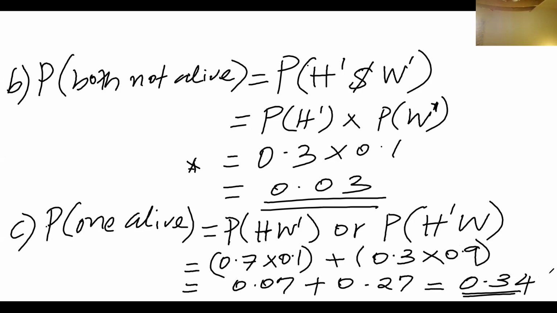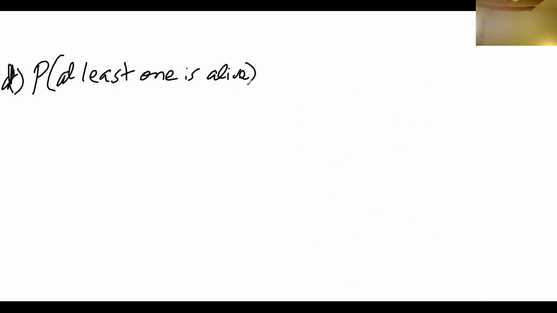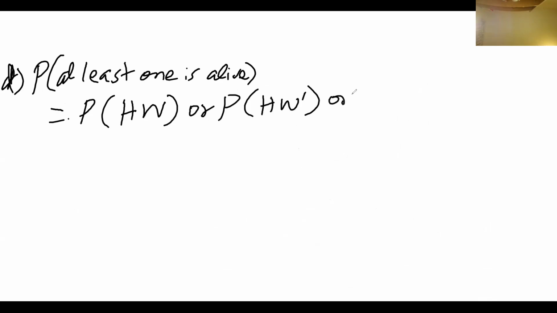Then probability number D, at least one is alive. So at least one is alive. This can be both of them are alive, so husband is alive, wife is alive. Or husband is alive, wife is dead. Or husband is dead, wife is alive. So in all of them, at least one is alive.